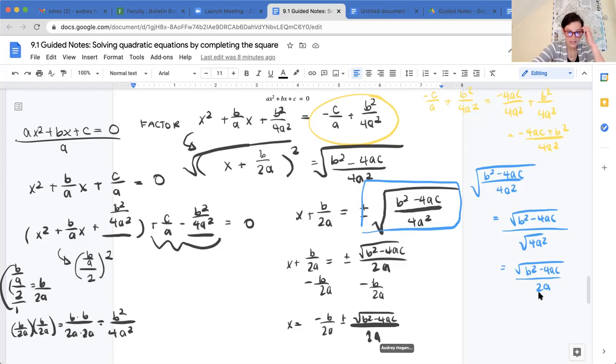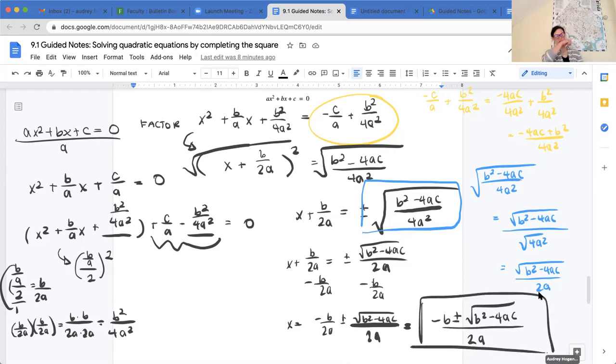But we have a common denominator here, so we can go ahead and just consolidate this into x is equal to negative b plus or minus the square root of b squared minus 4ac all over 2a. And that, my friends, is the quadratic equation that you've probably heard of and potentially used, right?